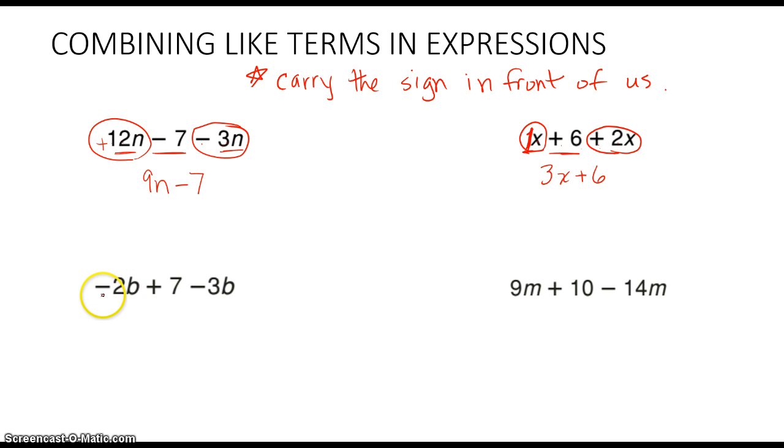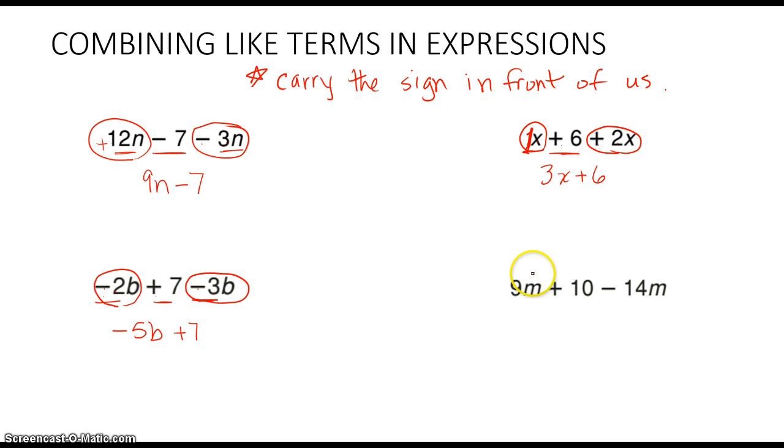Now in this equation, negative 2b plus 7 minus 3b, our family of b's need to get together. I'm connecting the subtraction sign, which shows me that this too is a negative. In your calculator, you will have to put negative 2 minus 3, and of course that gives you negative 5b's, and I bring down my plus 7.